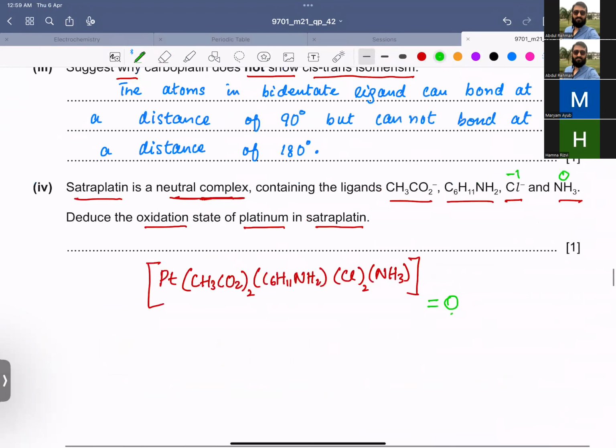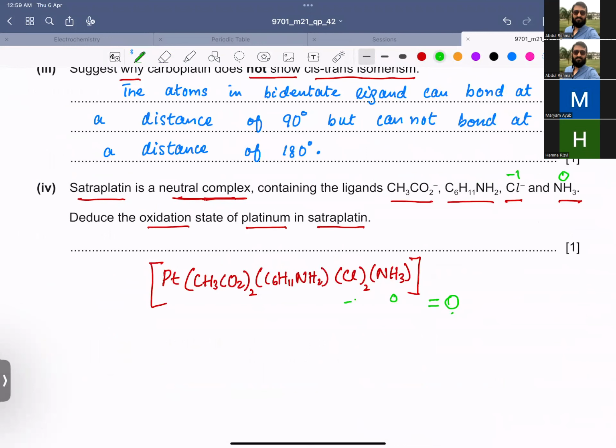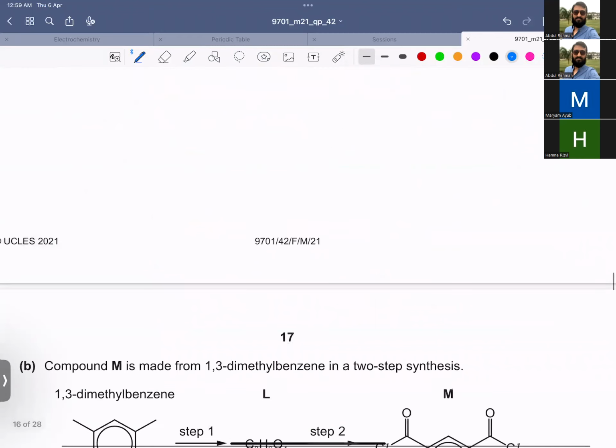So here we have a 0. Here I got -1 times 2. Here it is 0. And here I got -1 times 2. So there is net -4 charge. So platinum must have +4 charge. So I will write +4 over here. Is this clear? Yes. Okay.